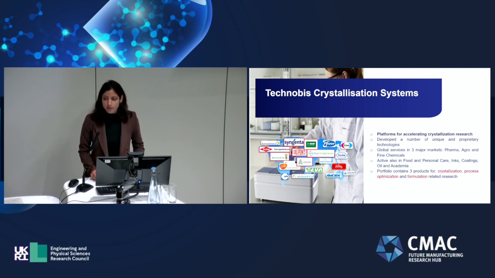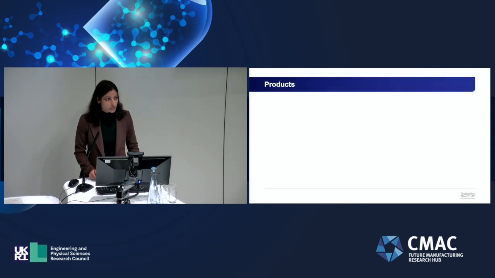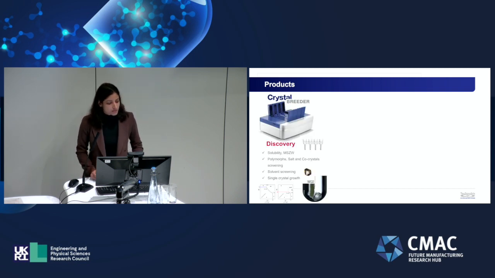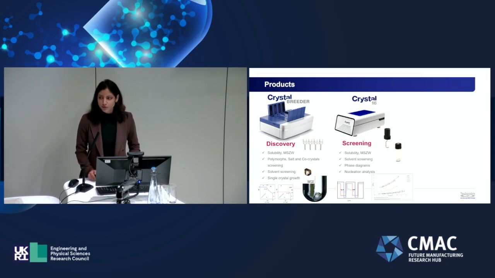Technobis Crystallization Systems provides instruments for accelerating crystallization research. The product line consists of 3 multi-reactor crystallizers with application at different stages of solid-state research and development. First is Crystal Breeder for early stage discovery, with unique features of different crystallization modes like cooling, evaporation, and vapor diffusion. It has 32 reactors with working volume of 0.1 ml. Then Crystal 16 is for solubility and solvent screening. It has 16 reactors with 1 ml of working volume. The latest version of Crystal 16 has integrated software for automatic nucleation rate analysis.